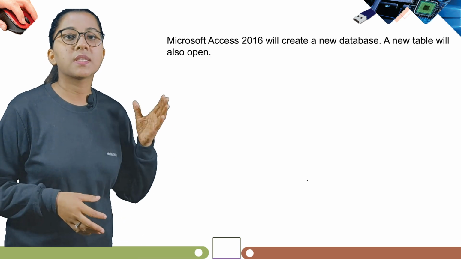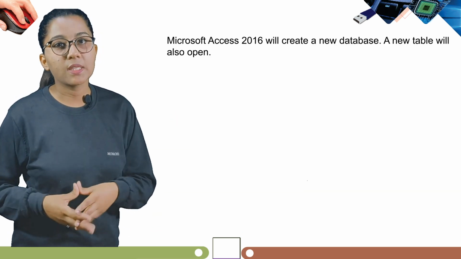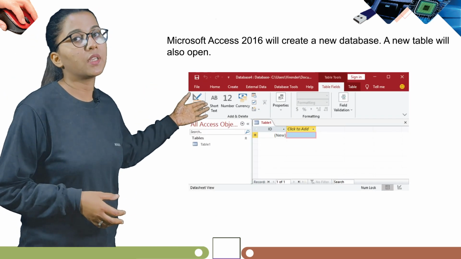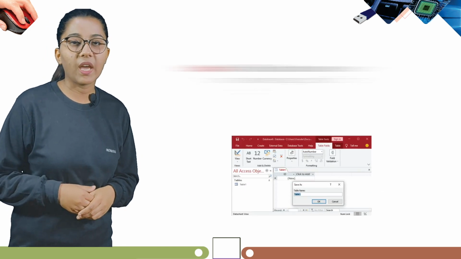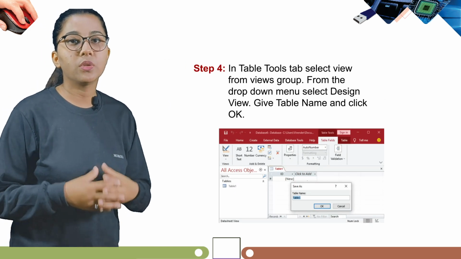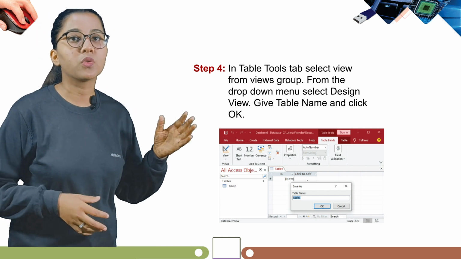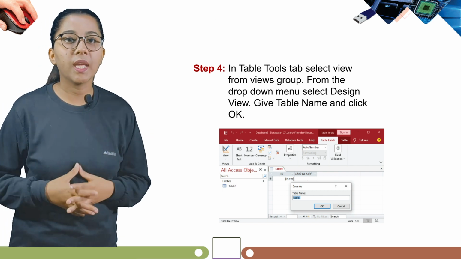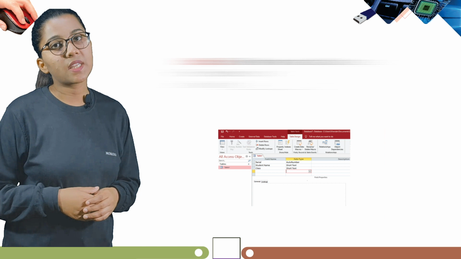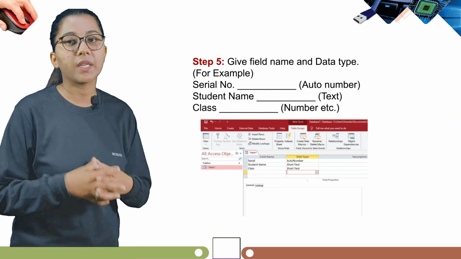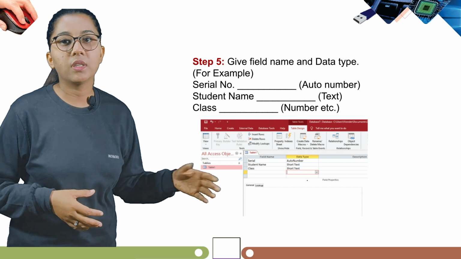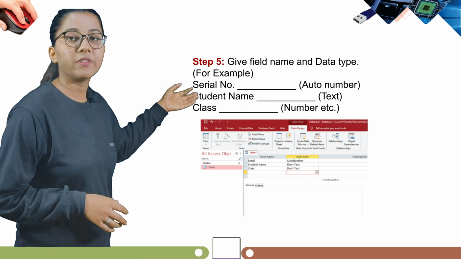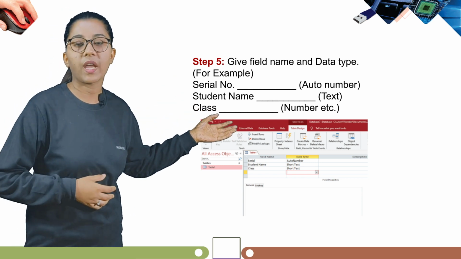Microsoft Access 2016 will create a new database. A new table will also open. So here you can see the interface of opening a new database. Now we have step 4, that is in the Table Tools tab, select View from the Views group. From the drop down menu, select design view, give the table a name and click OK. Now our step 5 is give field name and data type, for example serial number, student name, class, etc. So students, here you can see the interface of giving a name to your field.